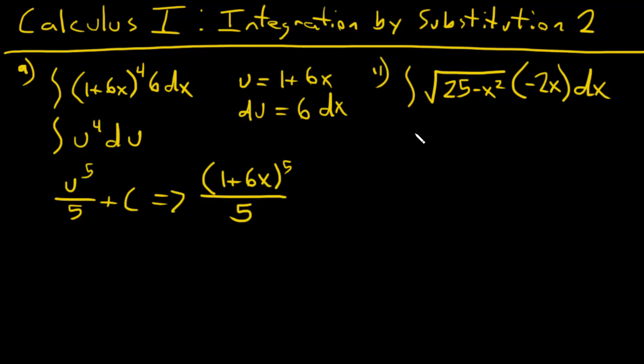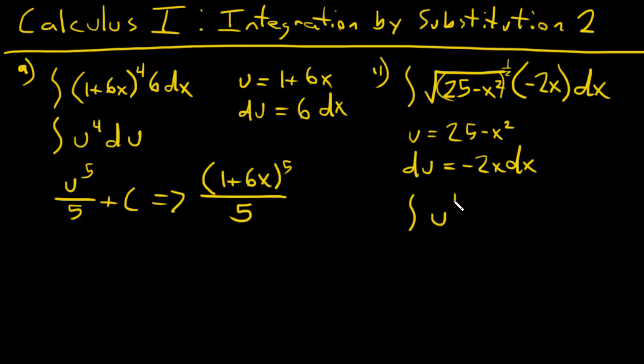So if I make my u equal to 25 minus x squared, that means my du is just negative 2x dx. And that's what we have already up here. So now I can rewrite this as, if you will allow me, this is to the 1/2, right? So this is going to be u to the 1/2 du. Okay, and now I can do that integral. I can add 1 to the exponent. I'm going to get u to the 3/2 over 3/2 plus c.